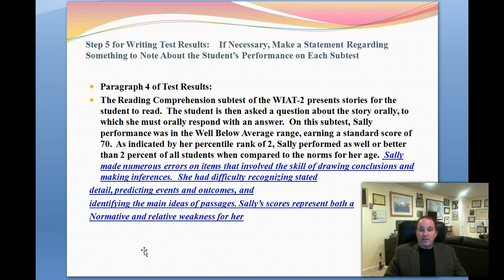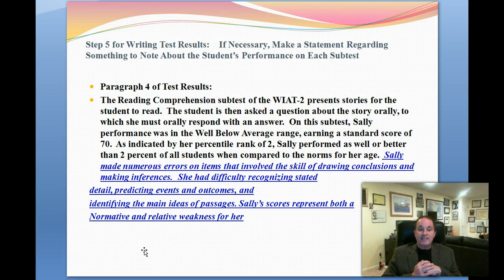Sally made numerous errors on items that involved the skill of drawing conclusions and making inferences. She had difficulty recognizing stating detail, predicting events and outcomes, and identifying the main ideas of passages. So she had a lot of difficulties. And then we would write, Sally's scores represent both a normative and relative weakness for her.